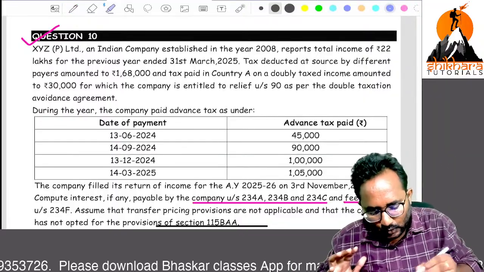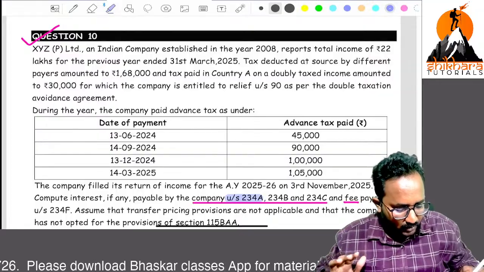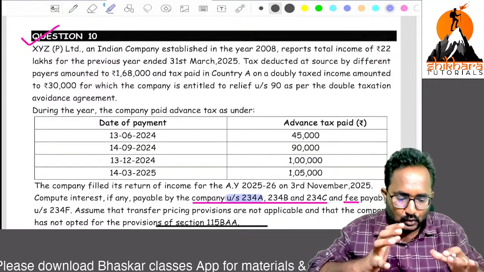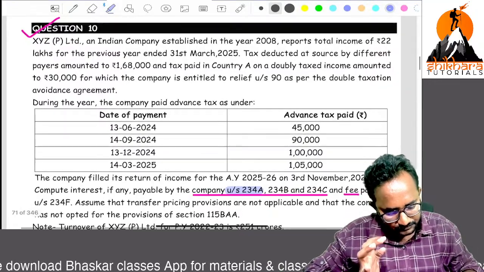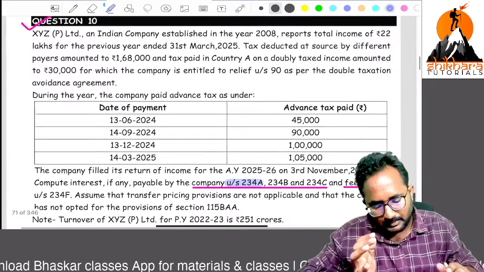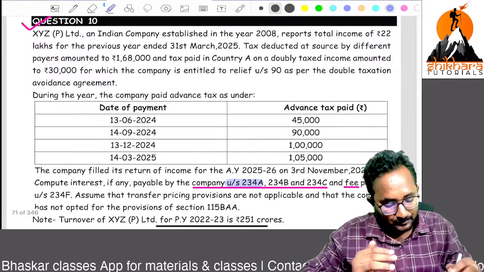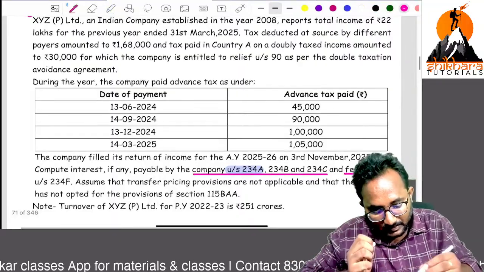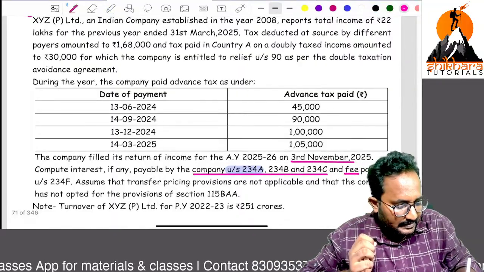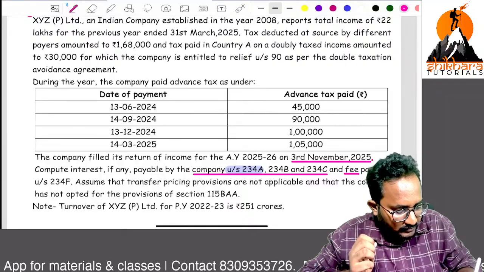First, I think we know 234A interest. Now we can find out the data related to 234A. Remember, what is the return of income filed date? The return of income was filed on 3rd November 2025.